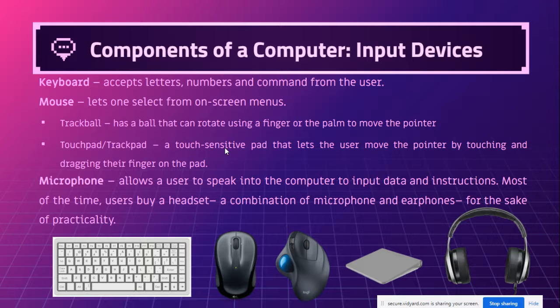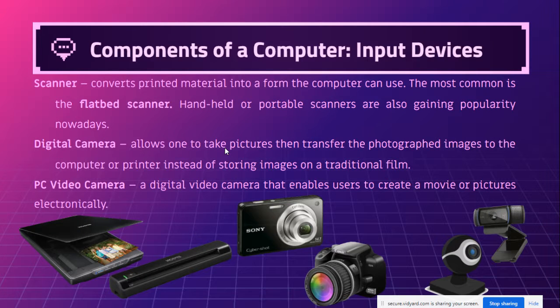So a microphone allows the user to speak into the computer to input data and instructions. Most of the time, users buy a headset, a combination of microphone and earphones, for the sake of practicality. So let's move on. A scanner converts printed material into a form the computer can use. The most common is a flatbed scanner. Handheld or portable scanners are also gaining popularity nowadays. So you can use your scanner, let's say you want to scan your notes and print them out so that you can really study them well and not just on your screen or in your laptop.